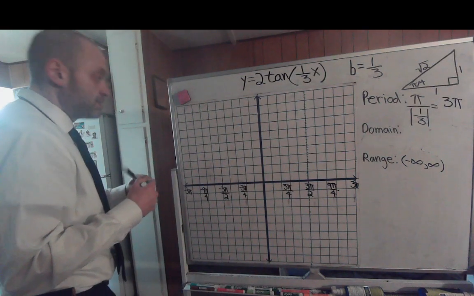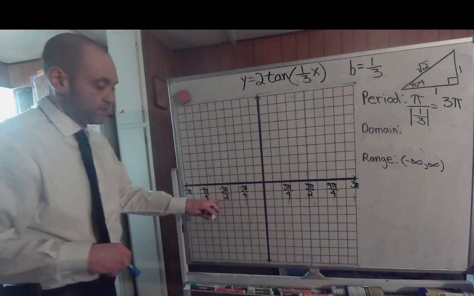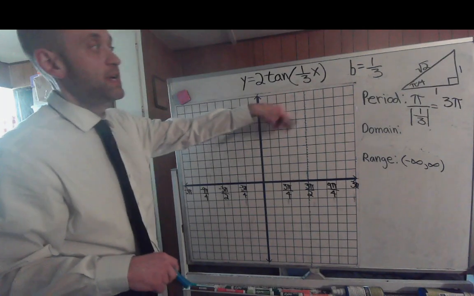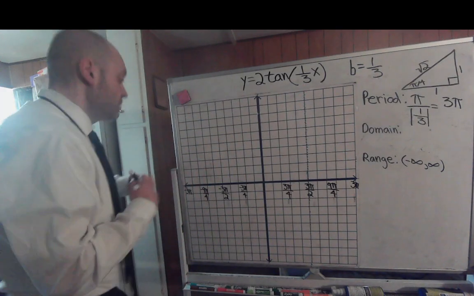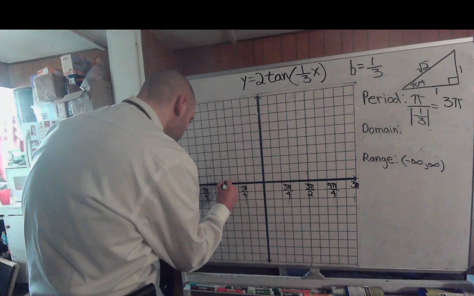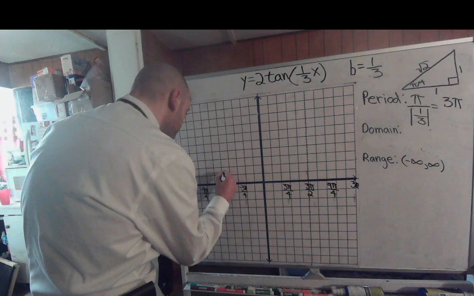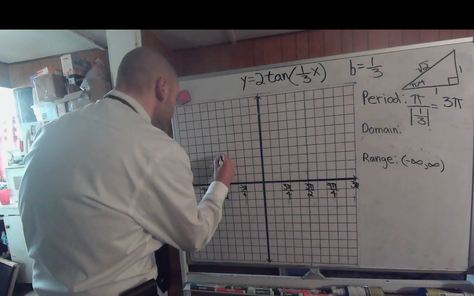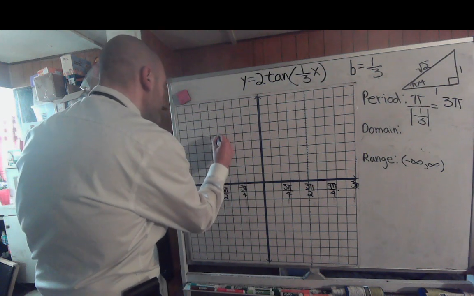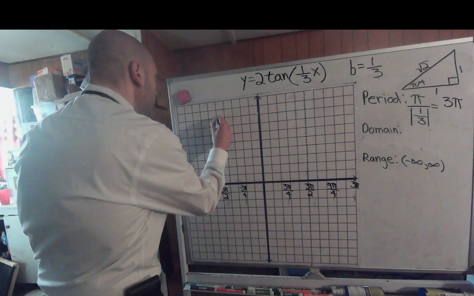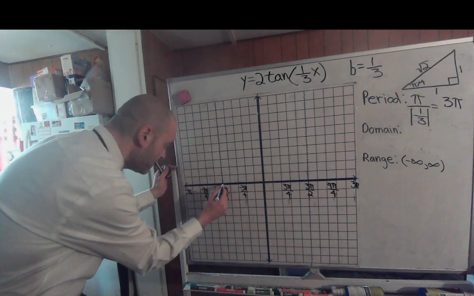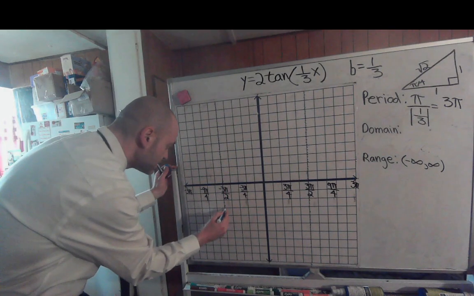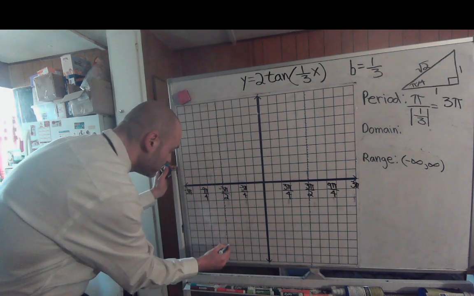Now, what about negative 3 pi over 2? If I put that in for x, I would get the tangent of negative pi over 2, which is also undefined. So I can put a vertical asymptote at x equals negative 3 pi over 2. And I have a full period of 3 pi between these two asymptotes. And that's really all I got.